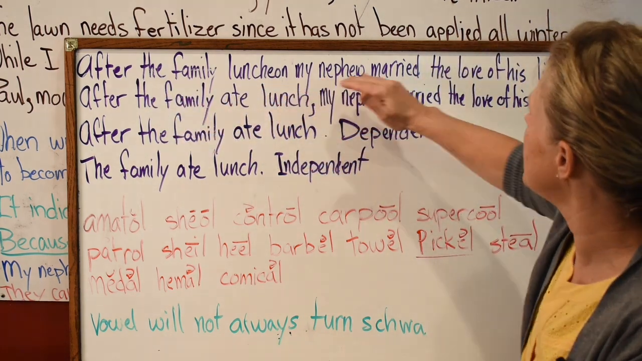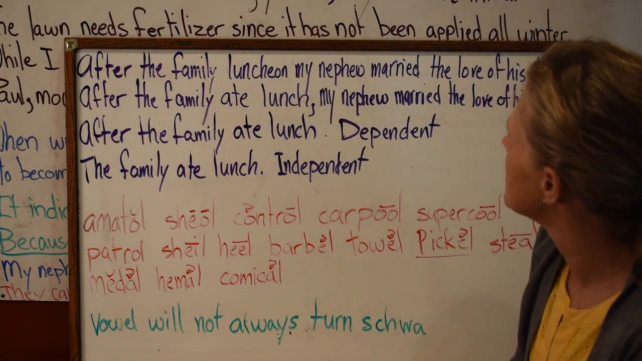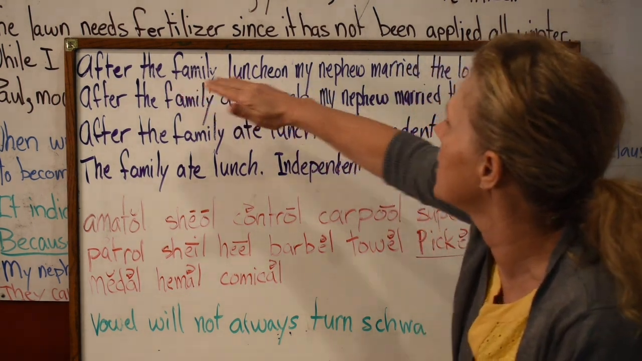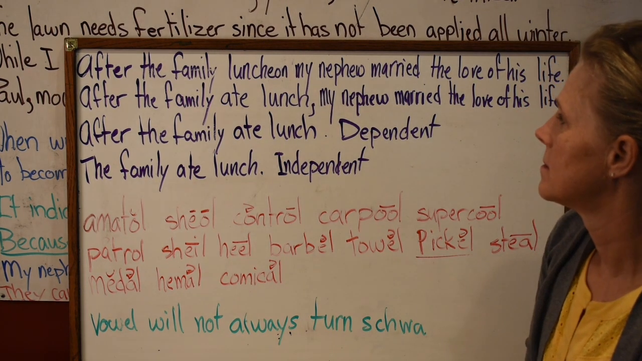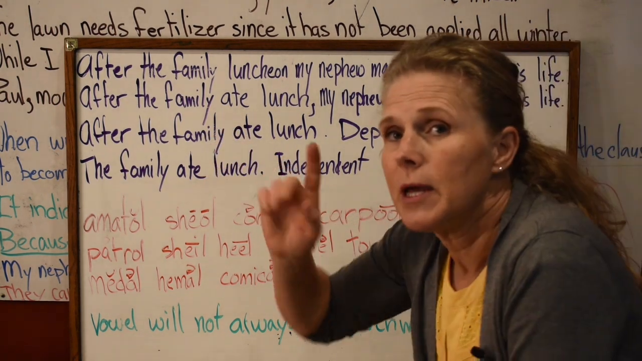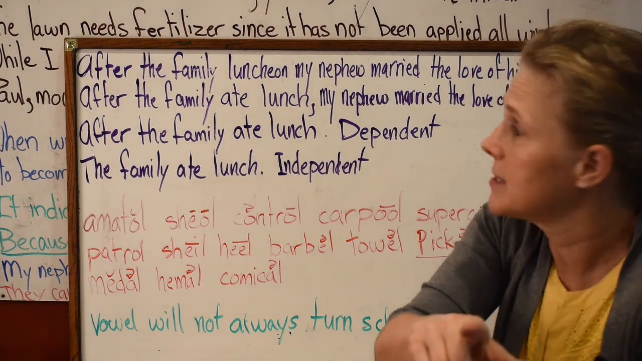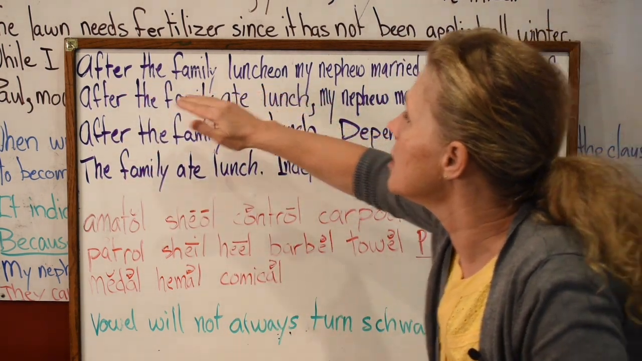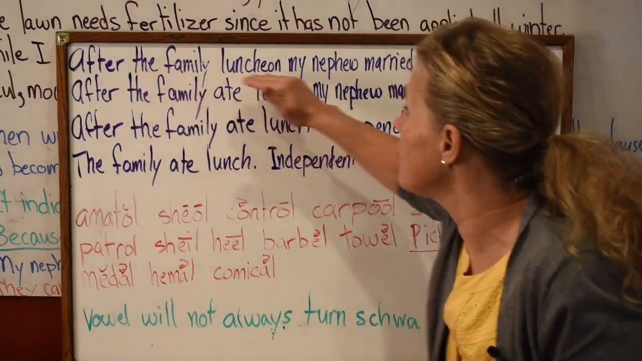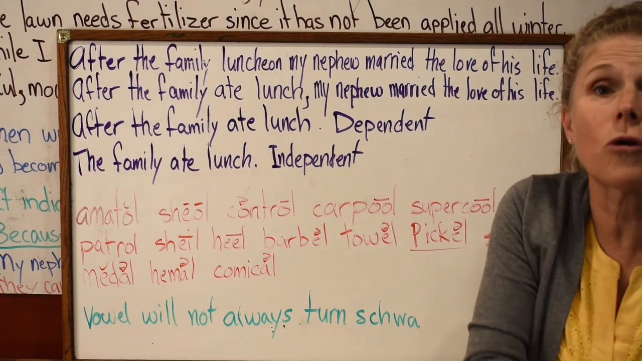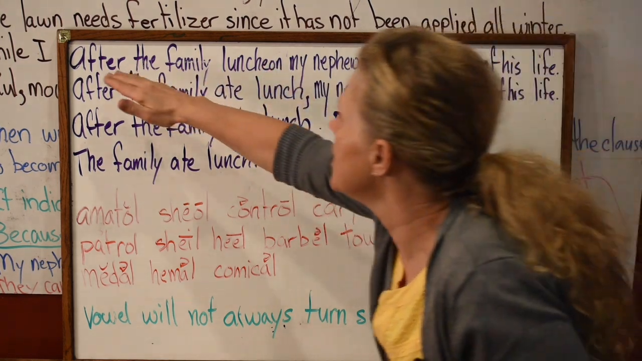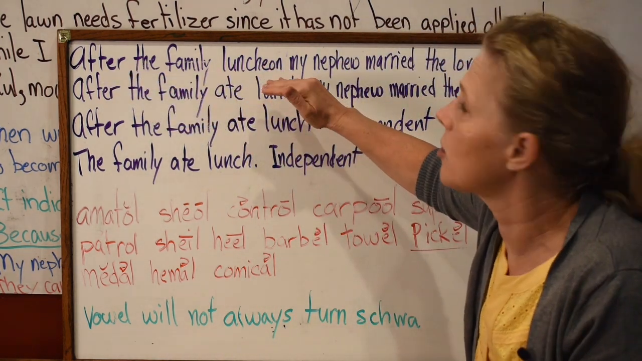After the family luncheon, my nephew married the love of his life. Did we need a comma in that? No. Why is there not a comma in this one? Because the preposition isn't... Exactly, Daniel. After the family luncheon. Look, this is a prepositional phrase, and we have 1, 2, 3, 4. If you have a prepositional phrase, remember, if there's 4 or less words, then you don't use a comma. This right here is a prepositional phrase, so we're not using a comma.